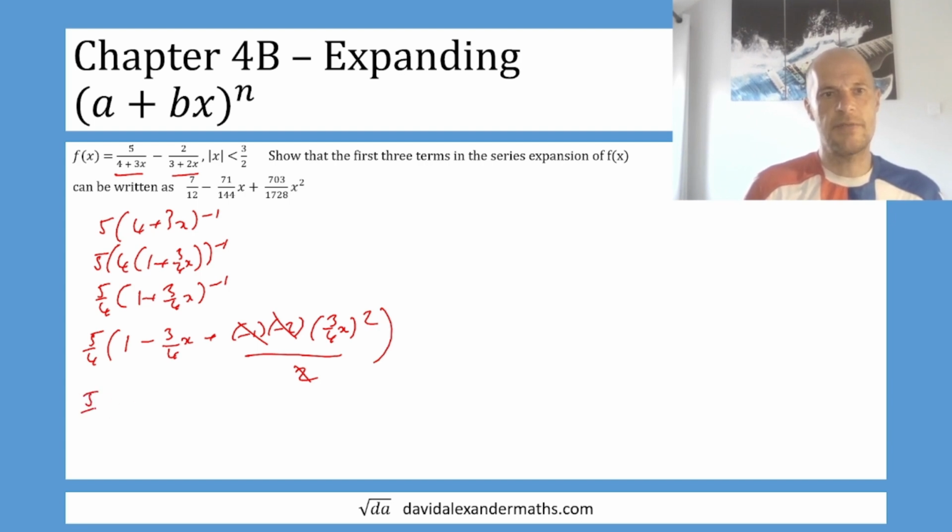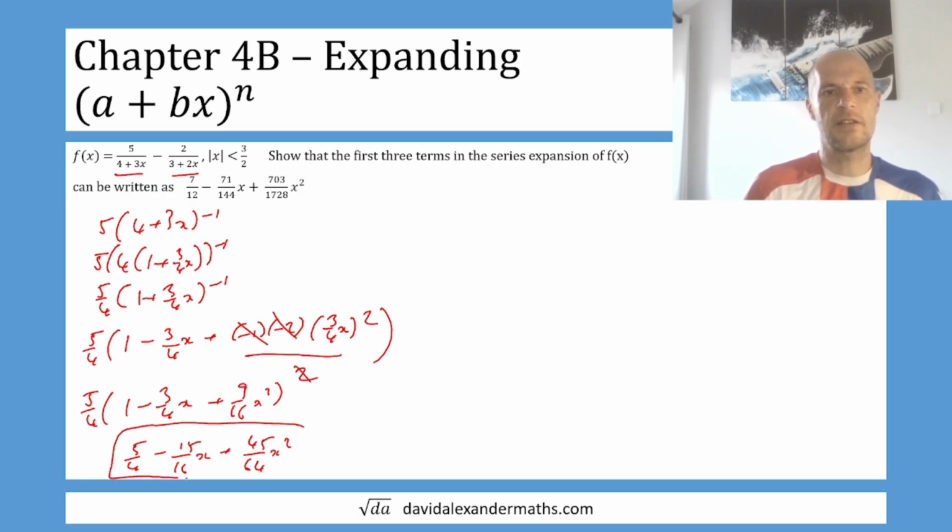So that is 5/4 times 1 minus 3/4 x plus 9/16 x squared. Expand it all out, so that's 5 over 4 minus 15 over 16x plus 45 over 64, rather, x squared. Okay, so that is the expansion up to x squared of this fraction here. I'm not going to worry about the minus, I'll deal with the minus in a moment.